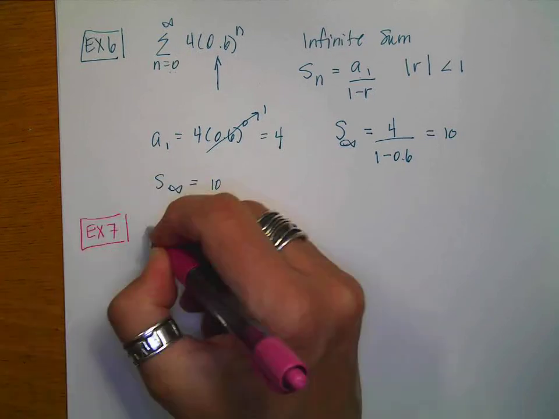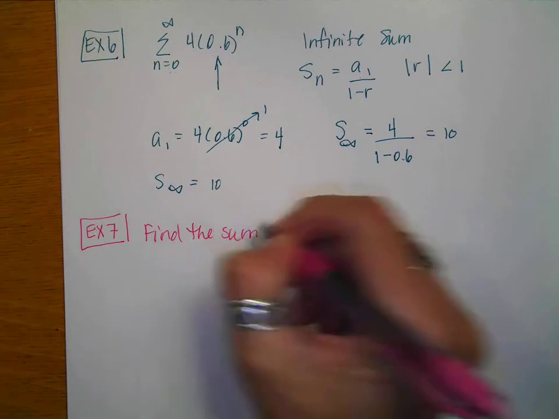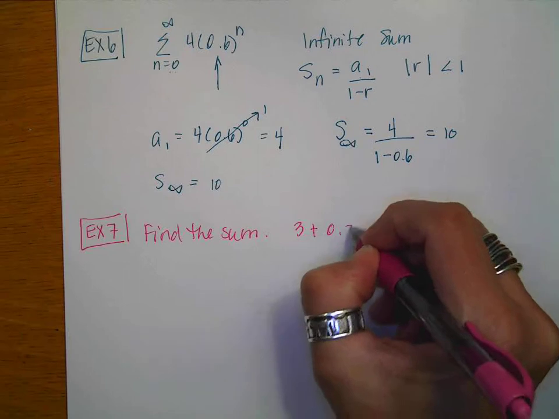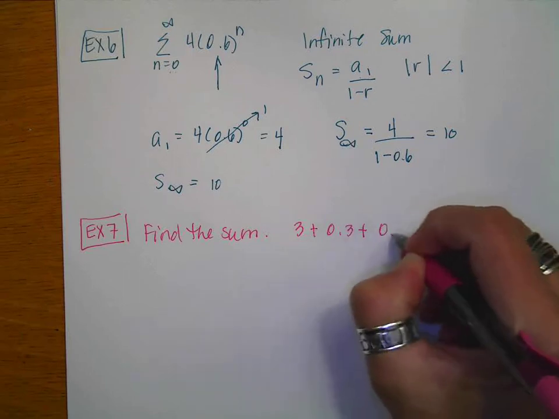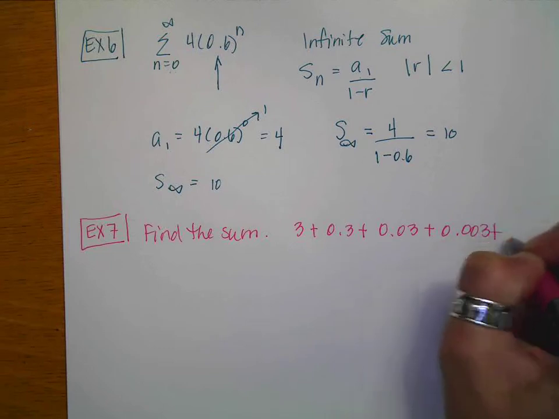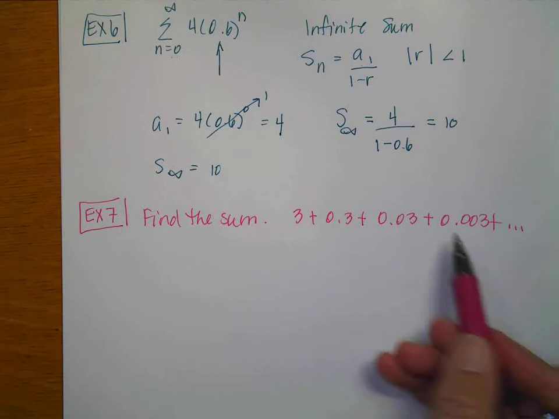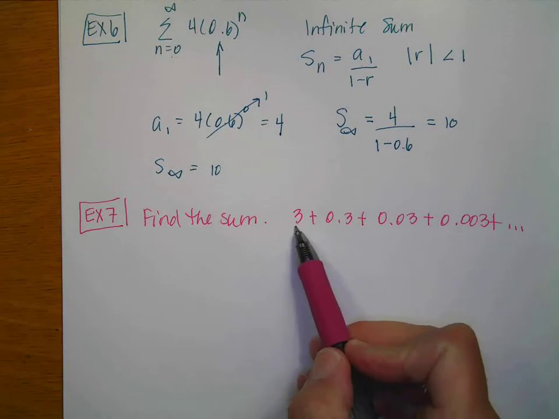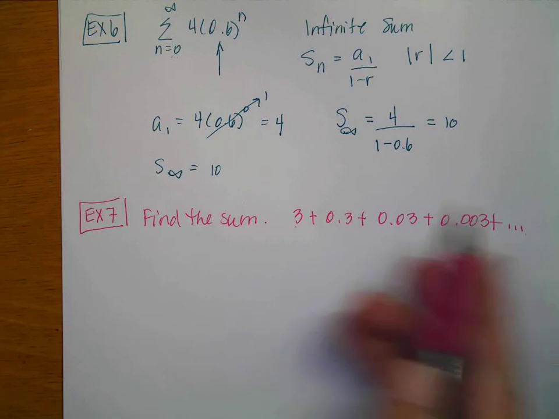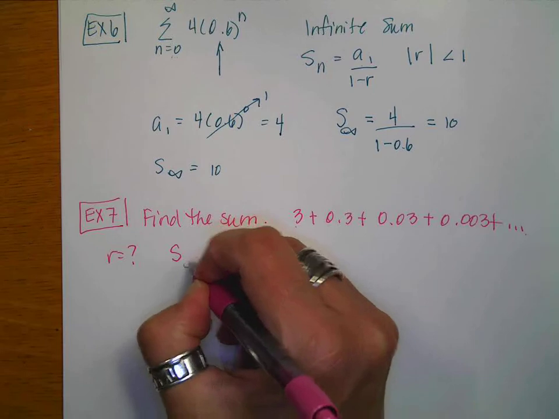All right, last example. Woohoo! Example number 7 says find the sum, and I want to have 3 plus 0.3 plus 0.03 plus 0.003 plus ... Notice that they've given it to you in a different format. And notice that I'm starting at 3 and I go to infinity. So I want an infinite sum.